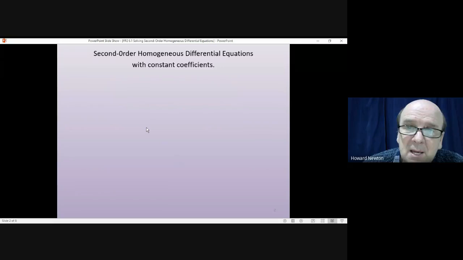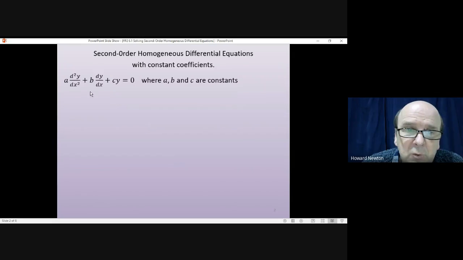In this lesson, we're looking at how you solve second-order homogeneous differential equations with constant coefficients. Now, what exactly are those? Well, they're nowhere near as bad as they sound. Second order means that you have d2y by dx squared in the equation. Constant coefficients means that a, b, and c here are just all normal numbers, they're constants. So we're looking at how you solve a differential equation that has this form.